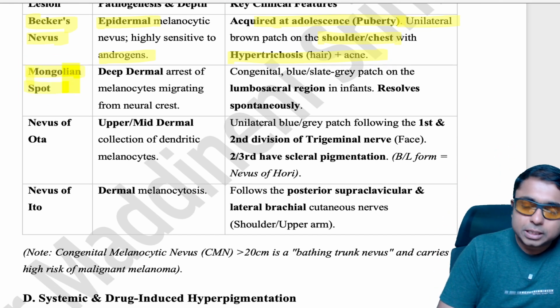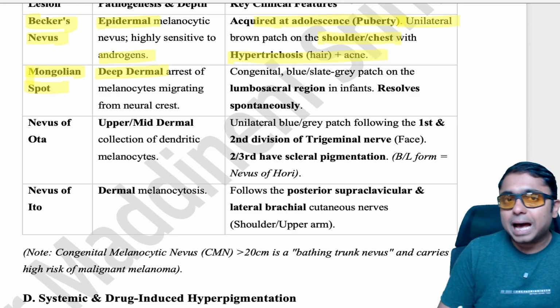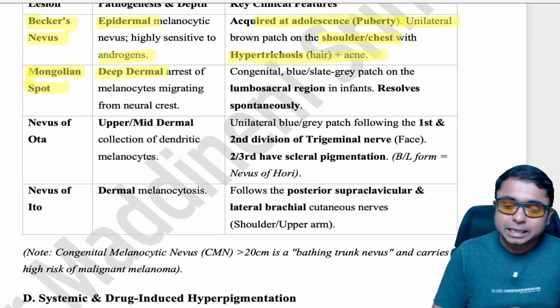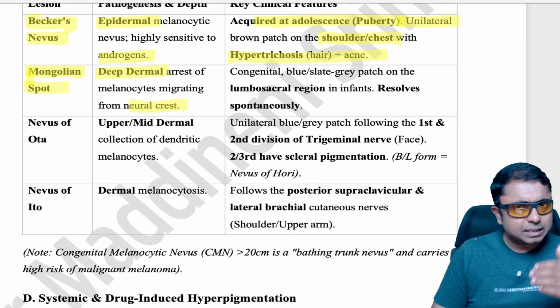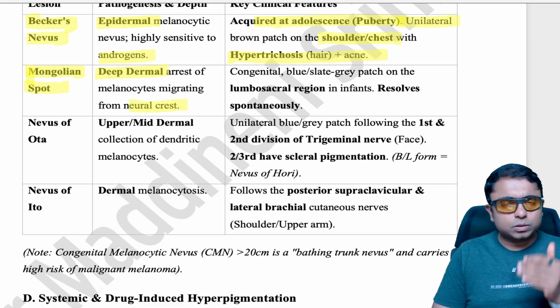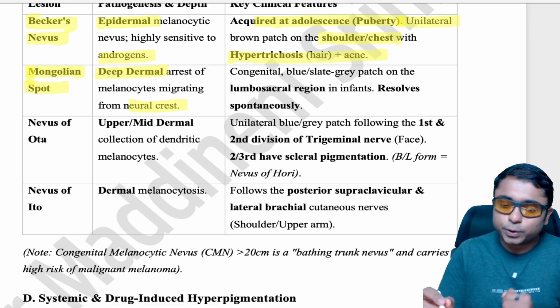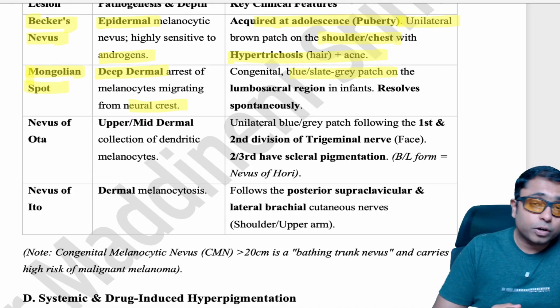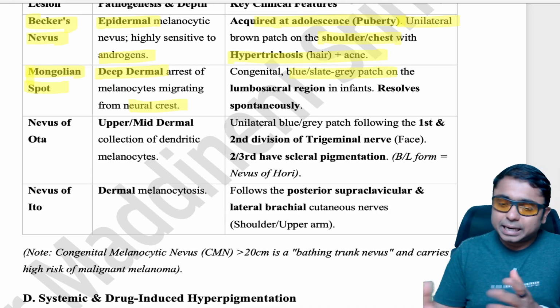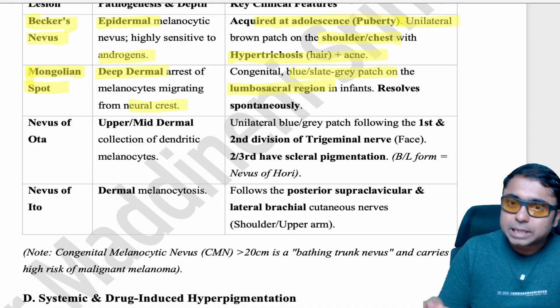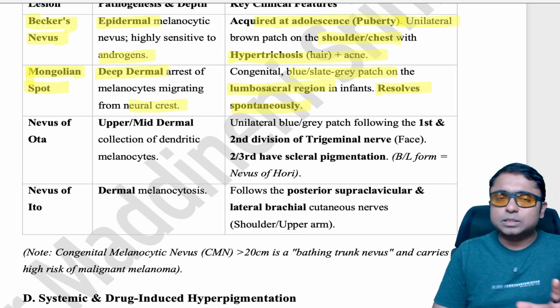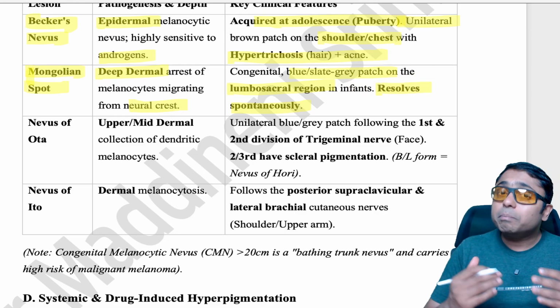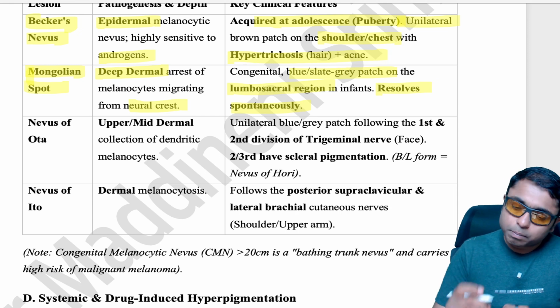Coming to the Mongolian spot, it is a deep dermal arrest of the melanocytes migrating from the neural crest. The same pathogenesis is also seen in the nevus of Ota and nevus of Ito. Congenitally, the children are going to present with blue, slate gray color over the lumbosacral area. And the good news is that it is going to resolve spontaneously. There is no worry that it will be present lifelong over the body.